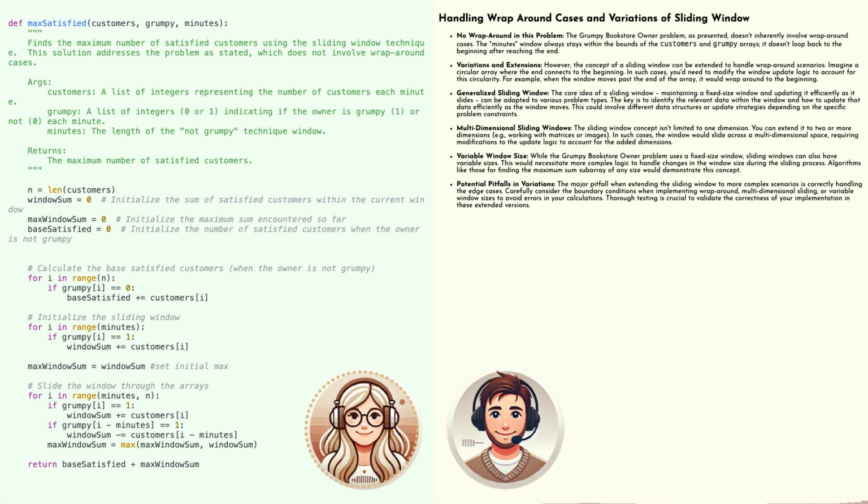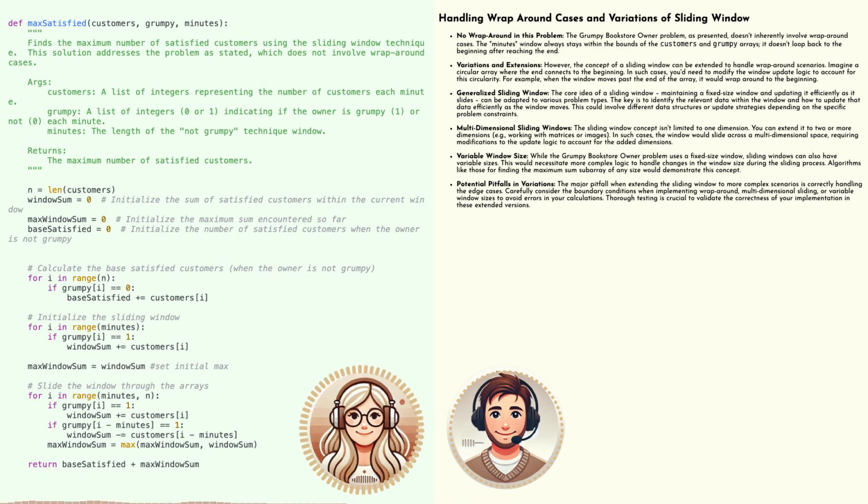But I've got to ask, does this sliding window thing always guarantee that we're going to find the absolute best placement for that not grumpy period? Or are there times when it might miss the optimal solution? That's a really sharp question. For this problem specifically, where the not grumpy time is always the same length, yeah, the sliding window will definitely find that best solution because it looks at every single spot where that fixed size window could go.